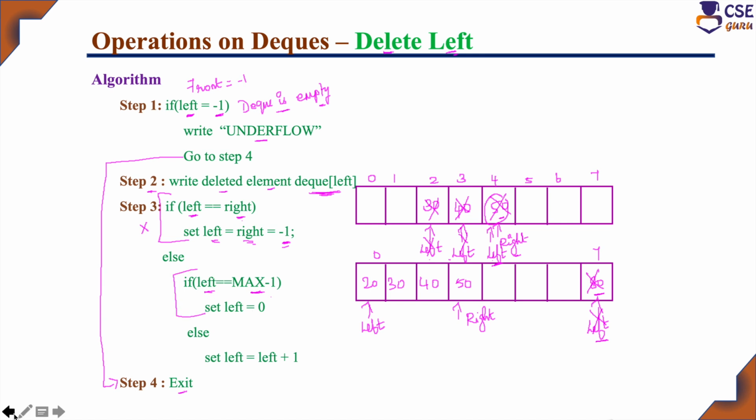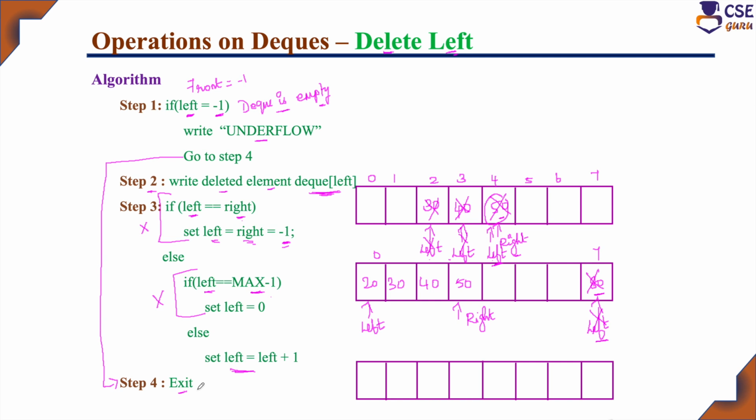This is another condition. Suppose this condition also fails. Okay, what is the next state? left is equal to left plus 1. This is the normal condition. What we will do? Suppose this is the Deque data structure and here we have placed some elements. Okay, and left is pointing to the first memory location, and right is pointing to the 5th memory location.